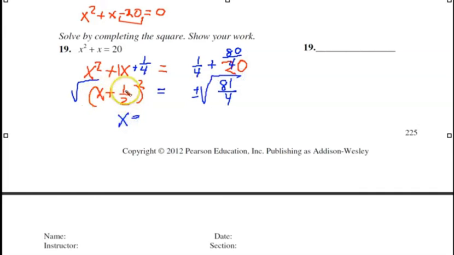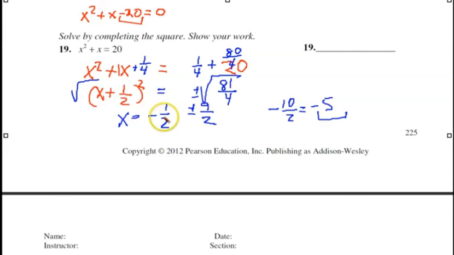X now is equal to, I transpose the 1/2. That becomes a negative 1/2. And this becomes plus or minus 9/2. And I now take a negative 1/2 and a negative 9/2 and get a negative 10/2, which becomes a negative 5. So that's one of my answers.